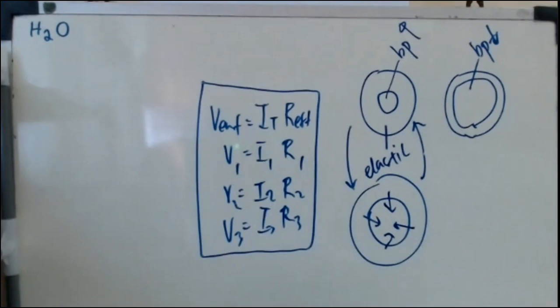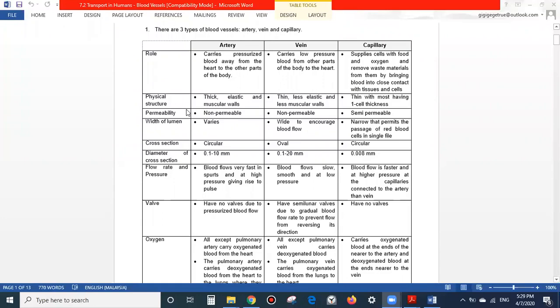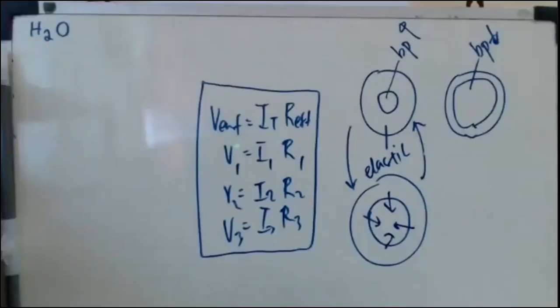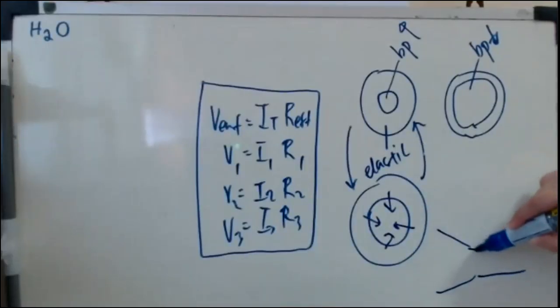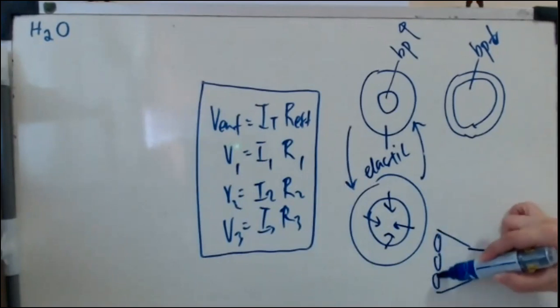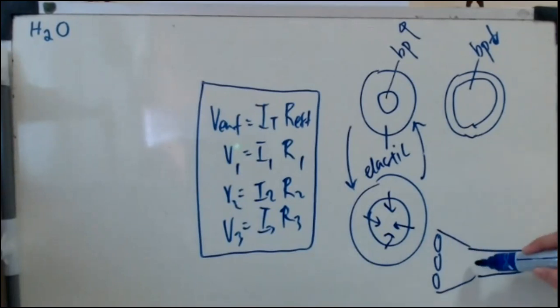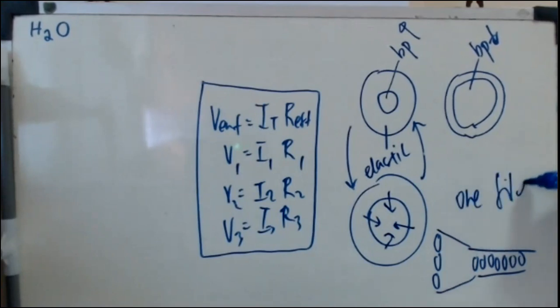So let's continue with the next part. Permeability. Artery is non-permeable. Vein is also non-permeable. Capillaries are semi-permeable. Why does it need to be semi-permeable? Because you want to allow nutrients, gases, and also the waste to move through. Okay? The width of the lumen varies. While this one is very wide to encourage blood flow, capillary is very narrow. If it is not narrow, a lot of red blood cells can move at one time. If it is very narrow, it will squeeze the red blood cells and force them to move in one file. So that's why capillaries are very narrow.